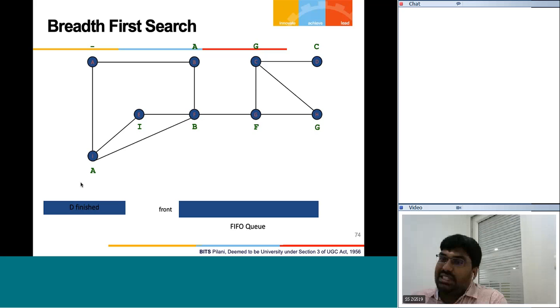Actually, what happens is, as I told you, when you are working programmatically, in the program you will also have another list called visited. If an element is in that list, you don't need to enqueue it into the queue. Got it? Okay.